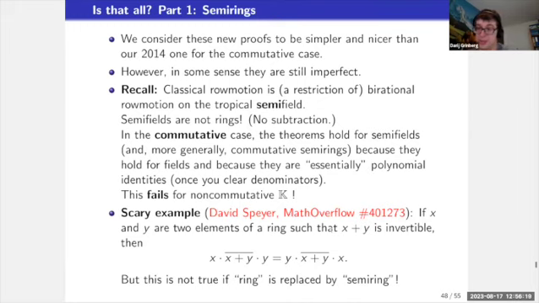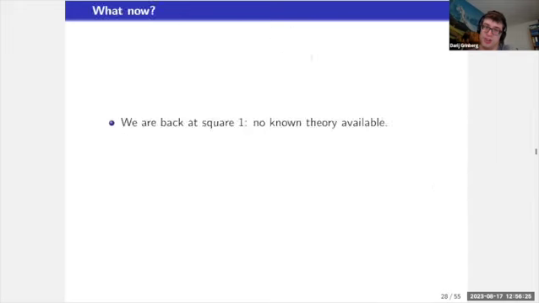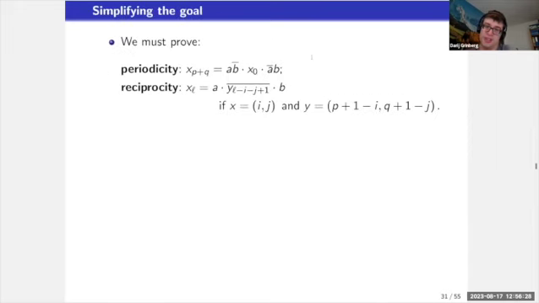So what this tells you is that if you prove any theorem like this, like reciprocity, well, these are identities, of course, and these are subtraction-free identities. If you prove them for rings, that doesn't mean that they hold for semi-rings, even though there is no subtraction in them.